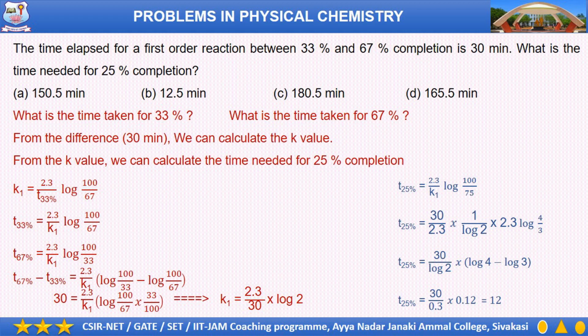This can be written, now work out for this. 2.3 gets cancelled and the remaining would be 30. This gets cancelled. Remaining would be 30 into log 4 minus log 3, divided by log 2. How much is log 4 minus log 3?